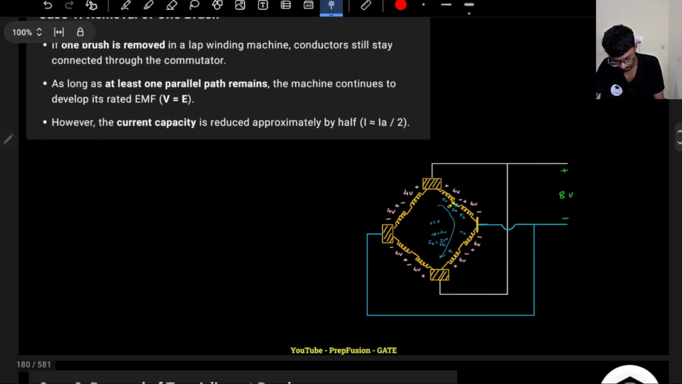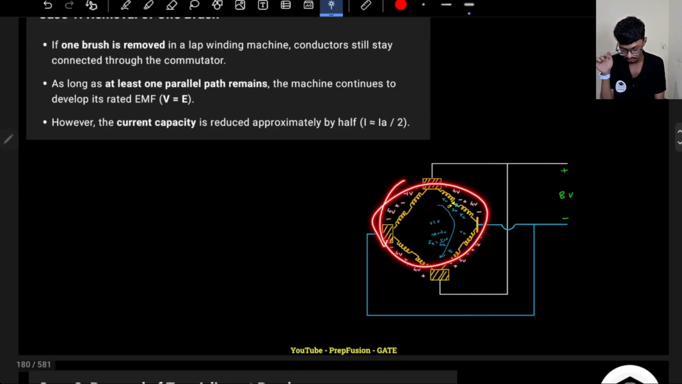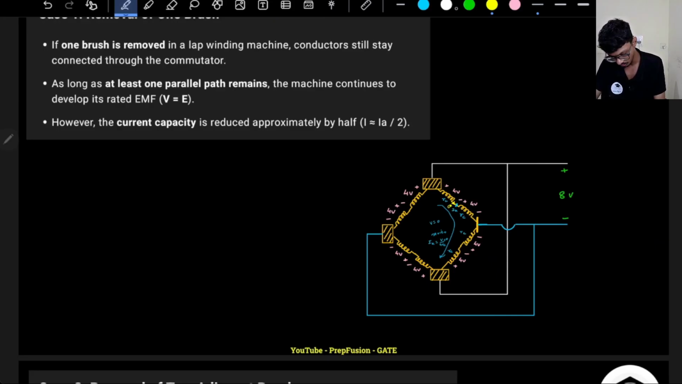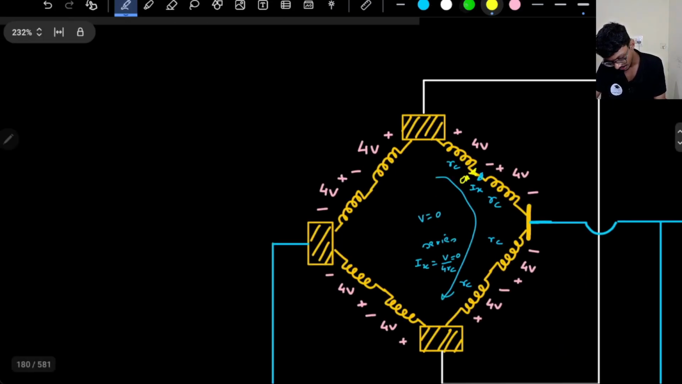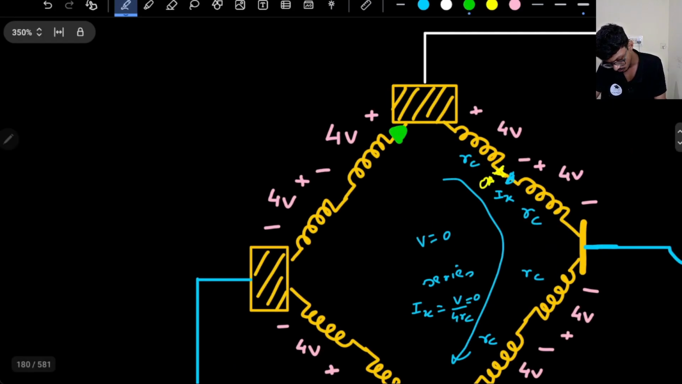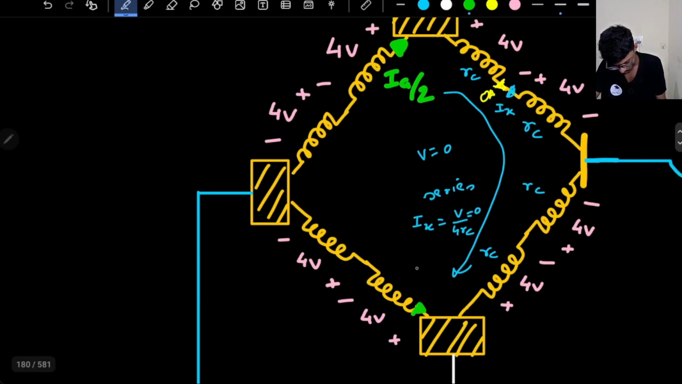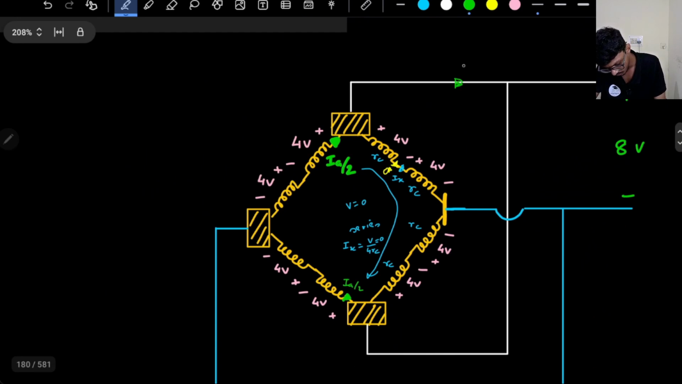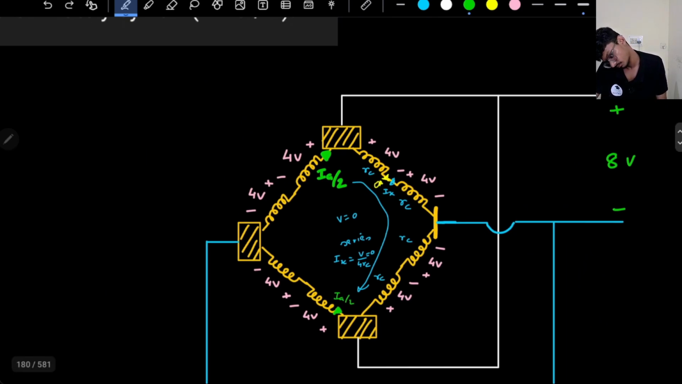So previously there were 4 parallel paths, 4 brushes, so it was IA by 4, IA by 4. But only 2 parallel paths will work now. So this will be IA by 2 and IA by 2. So overall current will come IA by 2 here.